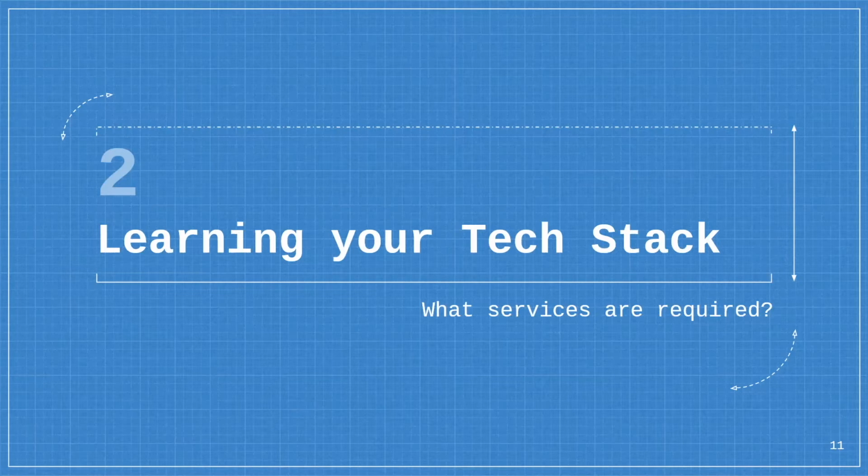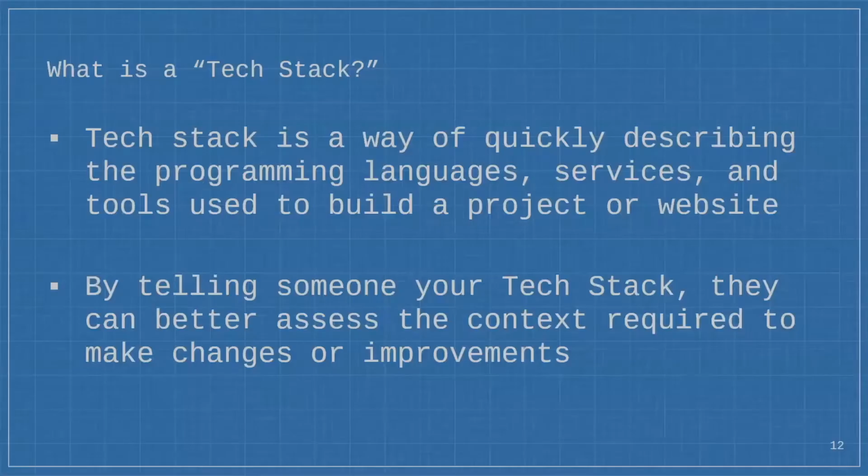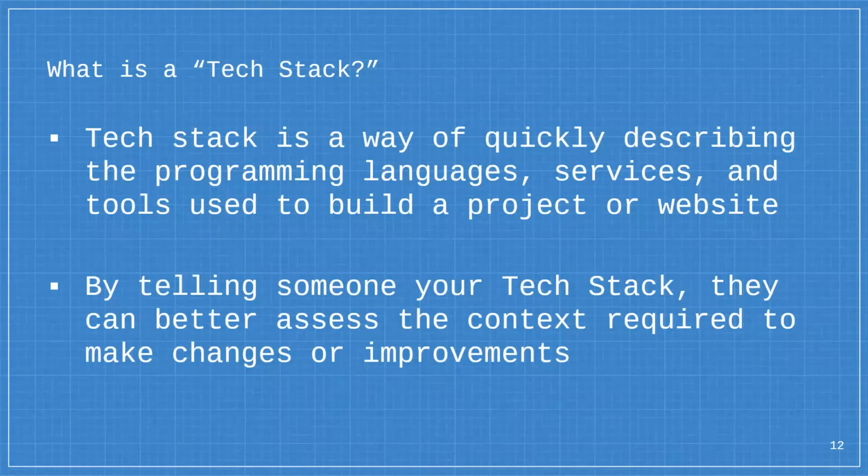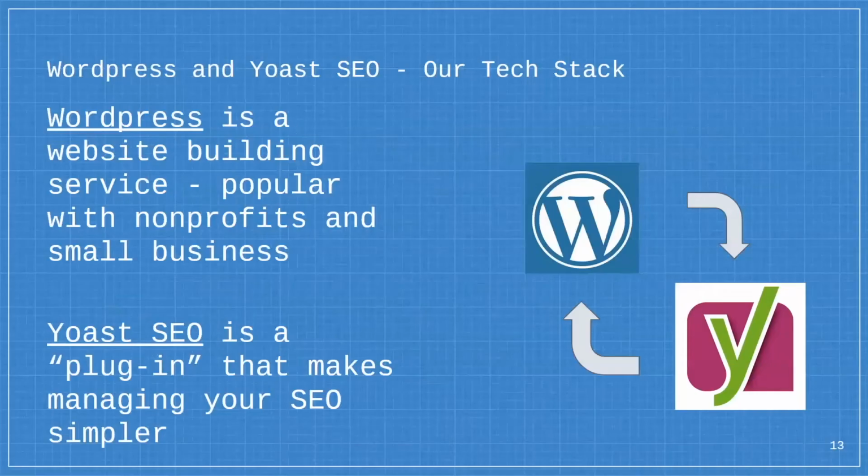And then we're going to talk about your technology stack. Technology stack is a slang term in the industry that is a quick way of describing all of the programming languages, technologies, services, and tools that were used to put together a project or website, in our case, a website. By telling someone the tools that you use to build your website, they can offer better advice and show you what you need to do to accomplish the changes that you need. Today, I'm going to be using WordPress and Yoast SEO.